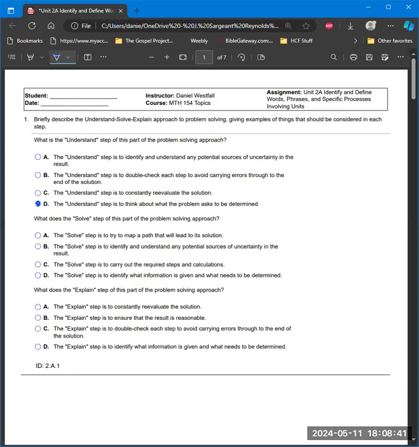What does the solve step of this part of the problem solving approach? What is it? The solve step is to carry out the required steps and calculations. What does the explain step of this part of the problem solving approach? The explain step is to ensure that the result is reasonable.